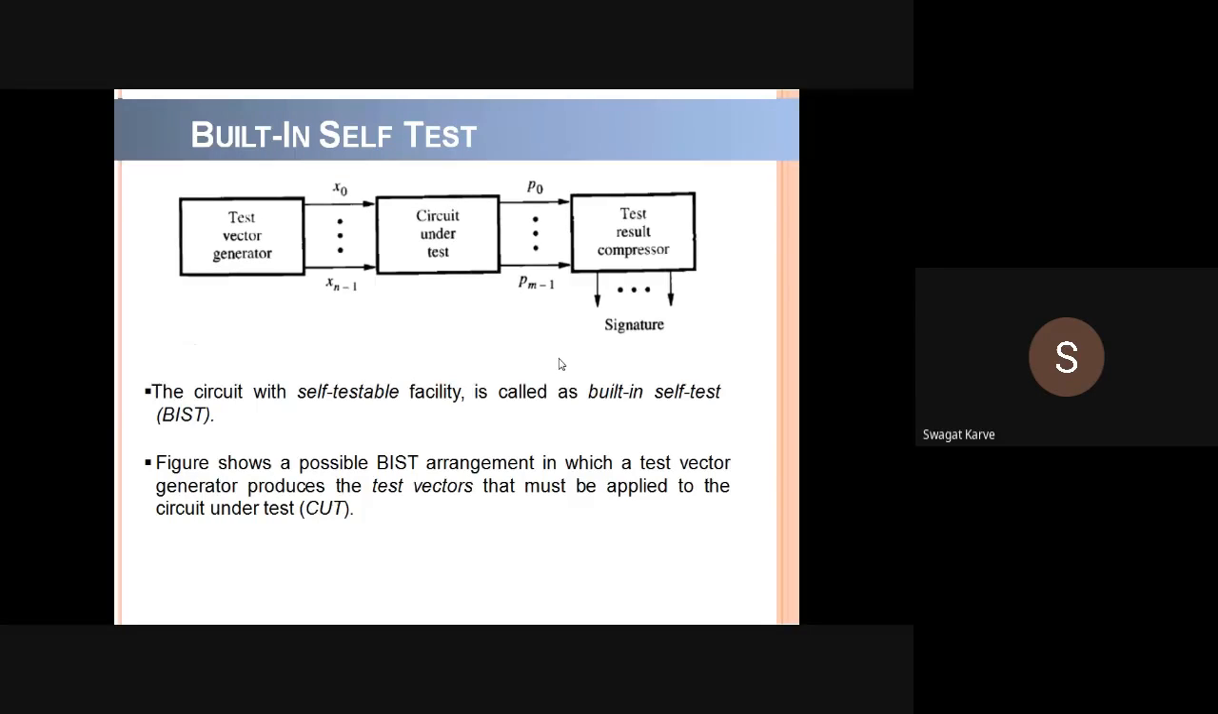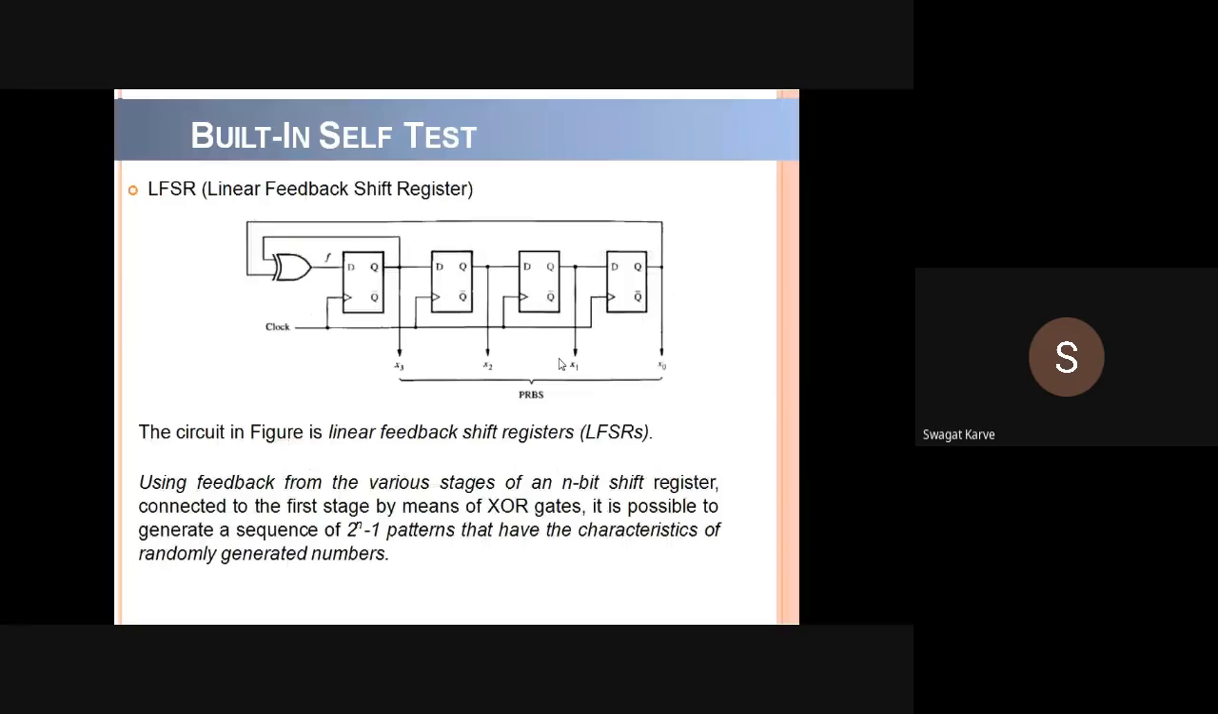Now again in built-in self-test, you have different methods. As I mentioned, you have the linear feedback shift method, then you have the built-in logic block observer, right? Then you have signature analysis, right?